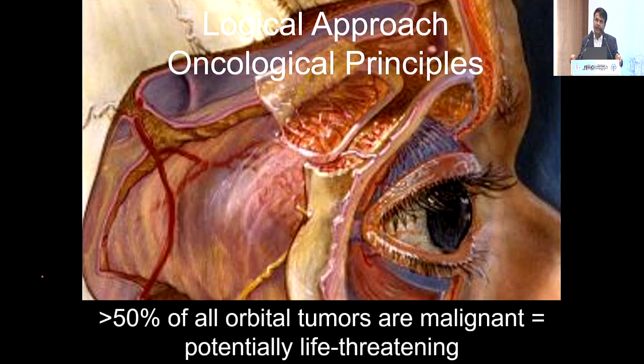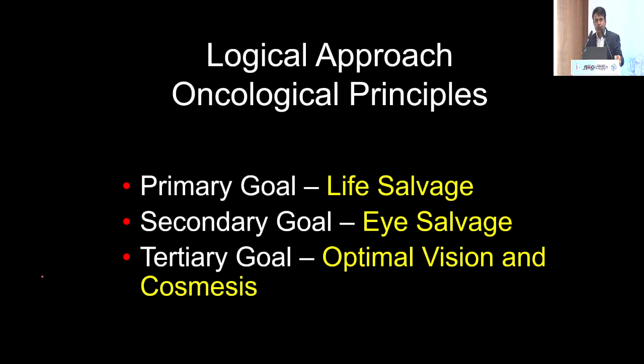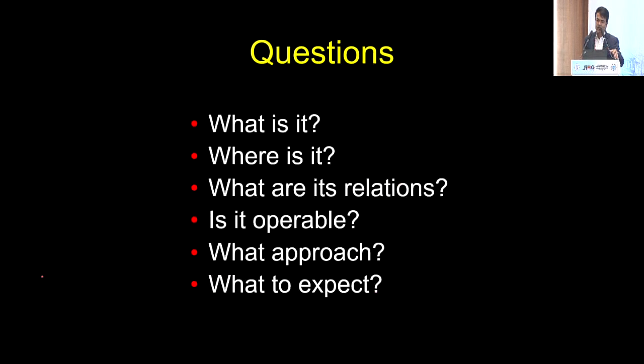When you're dealing with a benign tumor, obviously you would want to remove the tumor completely. When it's a malignant tumor, sometimes you have to use multiple other modalities to treat. The goal always remains the same, irrespective of which cancer it is. First goal or the primary goal is life salvage, secondary goal is eye salvage, and tertiary goal is vision salvage, and you can't reverse these.